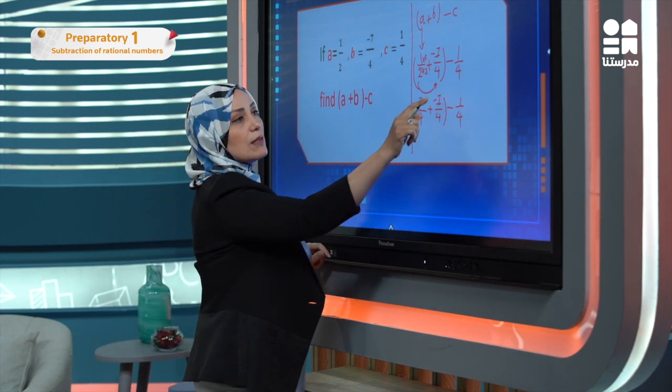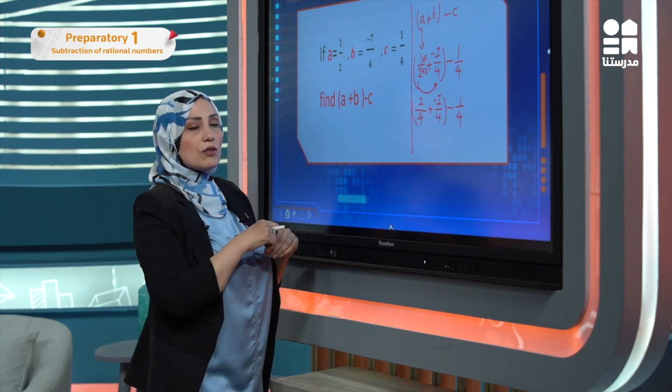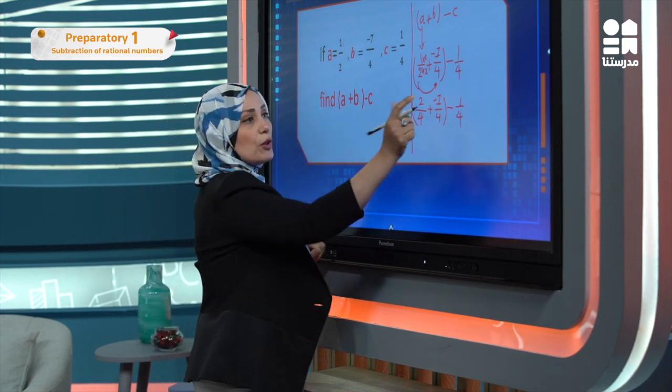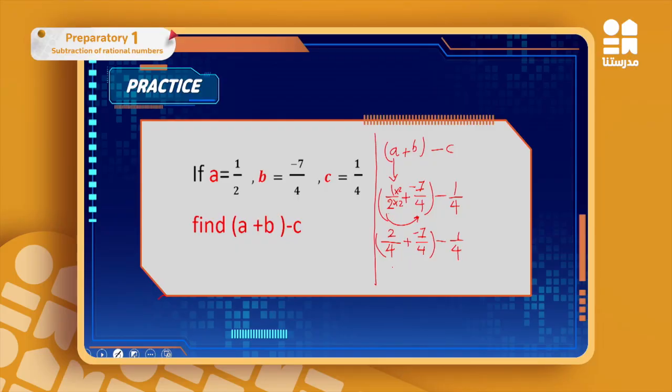طيب هنا 2 plus negative 7 different sign, so sign of bigger than subtract. 7 is the bigger number and its sign is negative, so I'm gonna write it as negative 5 over 4. عملنا subtraction. 7 minus 2 is 5 and put the same denominator. Minus 1 over 4. Here we have the same denominator, so put it as it is. And then negative 5 minus 1, same sign. So same add. I'm going to put the same sign as it is. Then 1 plus 5 is 6.